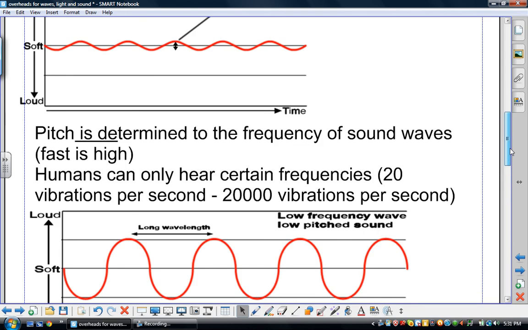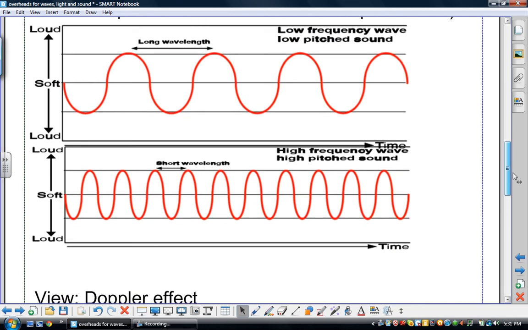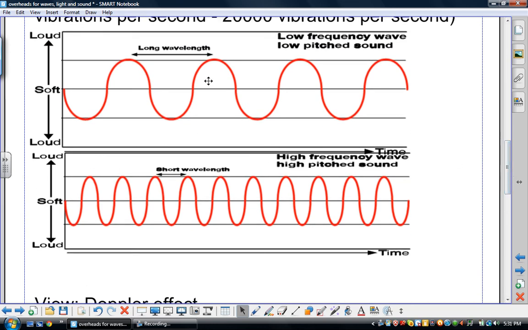Pitch is determined by the frequency of the sound waves. Here's two waves for comparison. This is a low frequency wave. This is a high frequency wave. This would have a high pitch. This would have a low pitch.